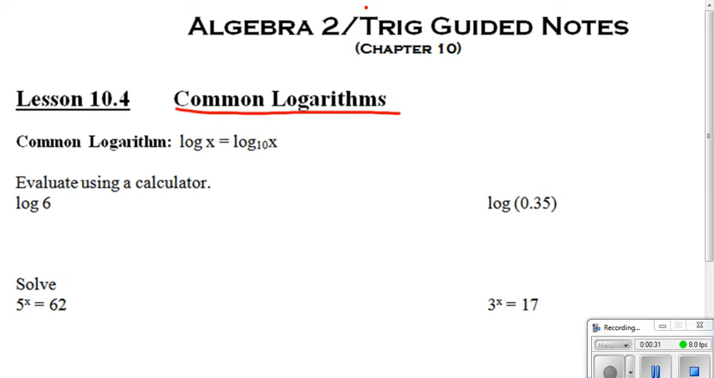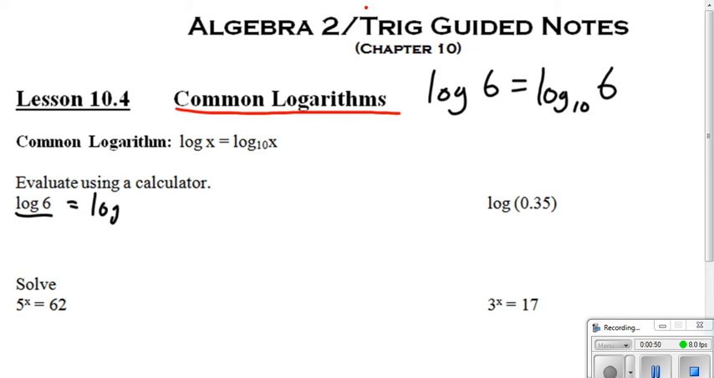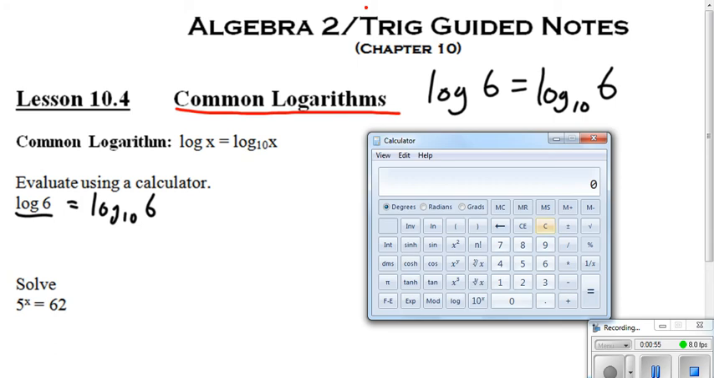The implied or normal base, if we just said log of 6, what that actually means is log base 10 of 6. So it's just kind of that hidden index here. So if we wanted to find log base 10 of 6, you go into your calculator and type in log 6. So it's the log base 10 of 6, or log 6, and we would have our answer of 0.778.